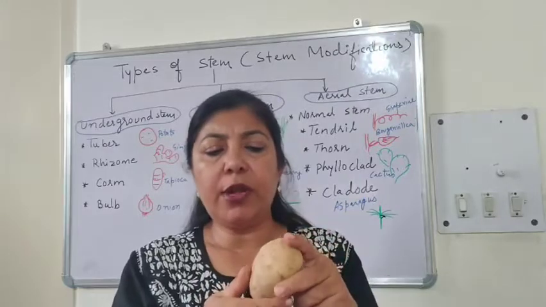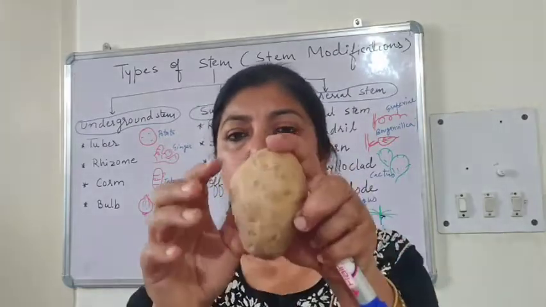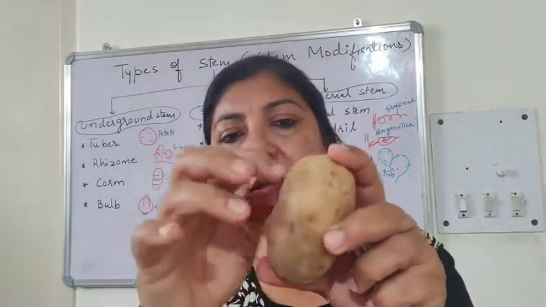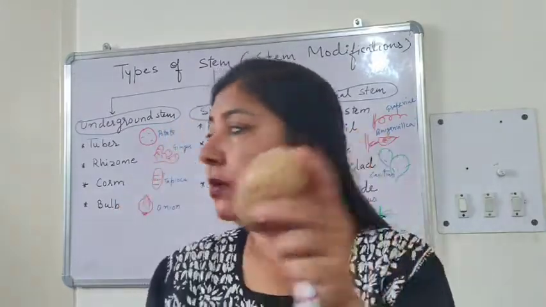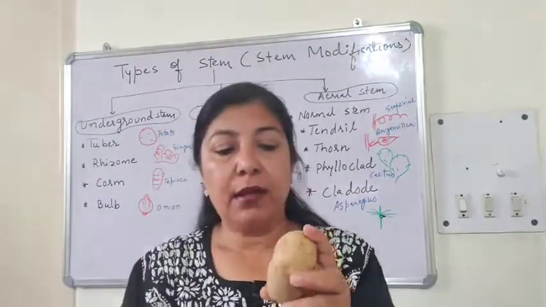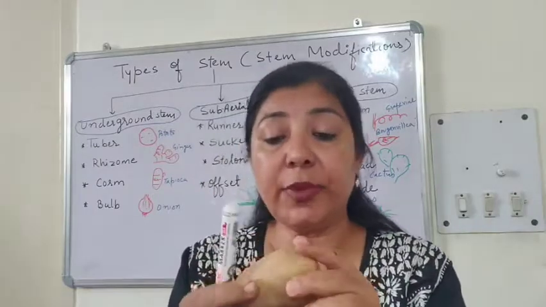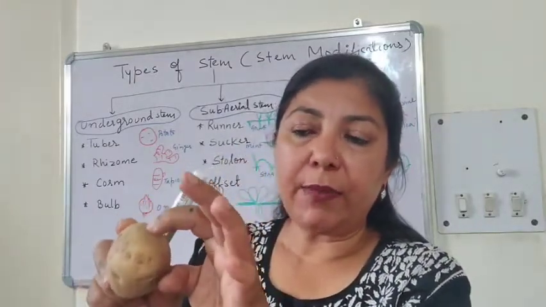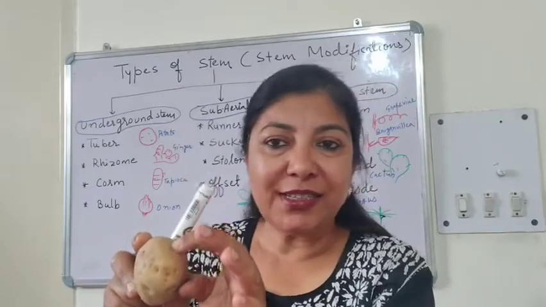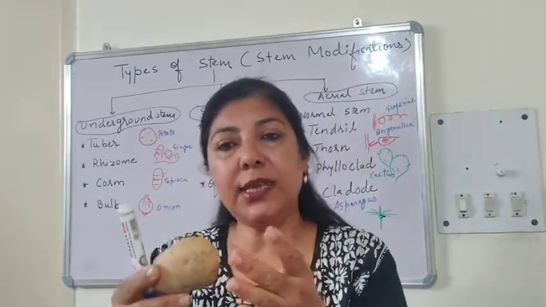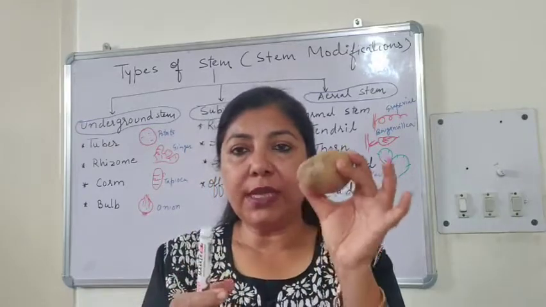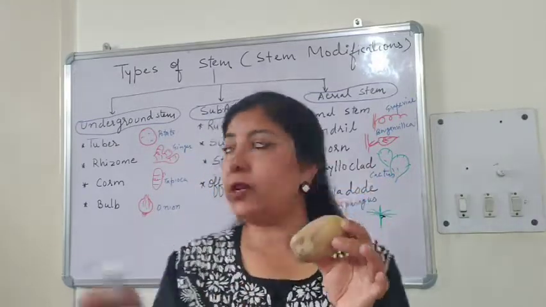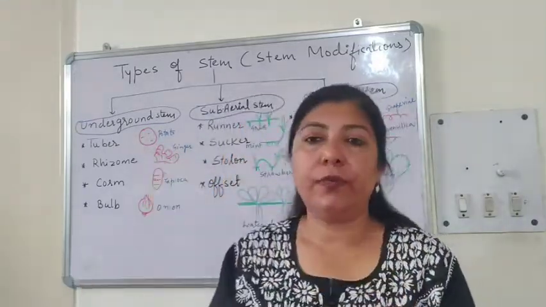Then the new potato, this is quite old. It has got scaly leaves. So it has got leaves, and when the conditions become favorable, on these eyes it starts developing adventitious buds. So that is also a stem modification. So this is a stem modification, that is tuber.